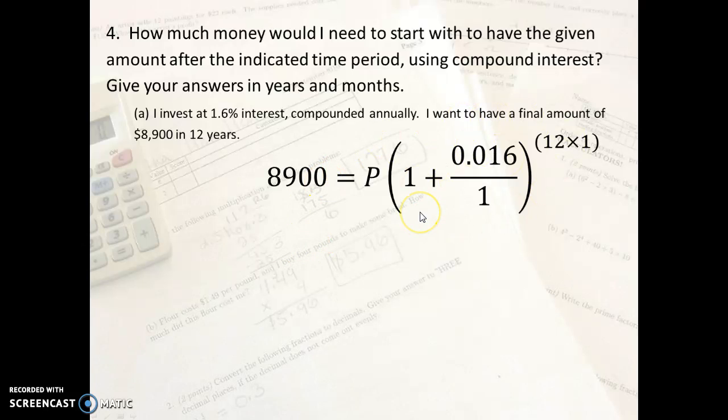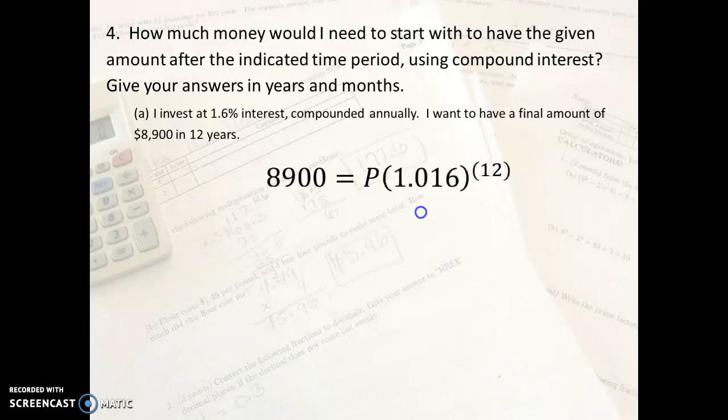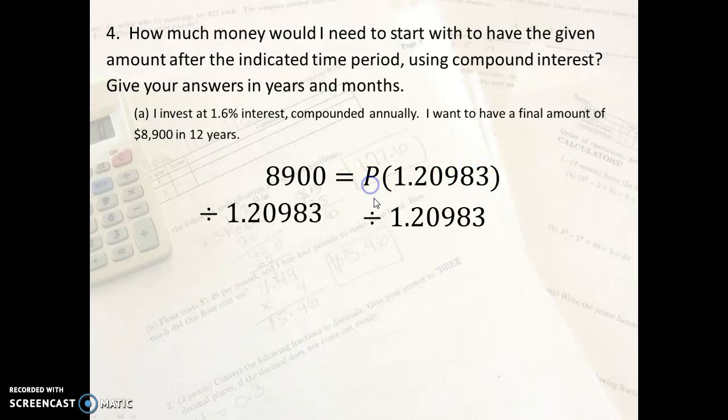All right, let's do the PEMDAS. P stands for parentheses. I've got the parentheses. Exponents right here, I've got it. And now the last step. Now, I can't multiply because I don't know what I'm multiplying, the 1.20983. So what do I have to do in order to get that P all by itself? I have to divide it away. If you divide it away, you'll get the P. Dress it up to look like a money answer, and you're going to be in good shape.